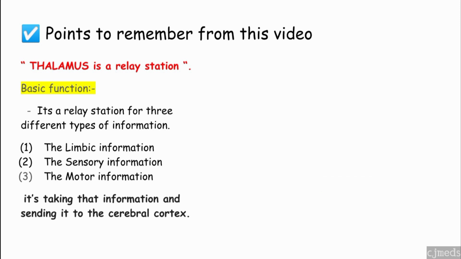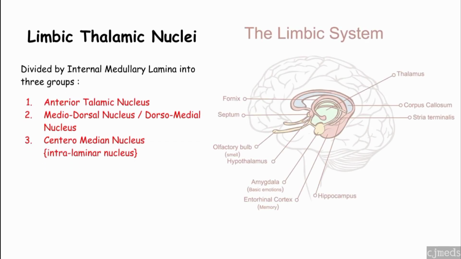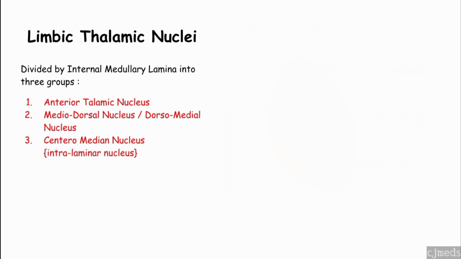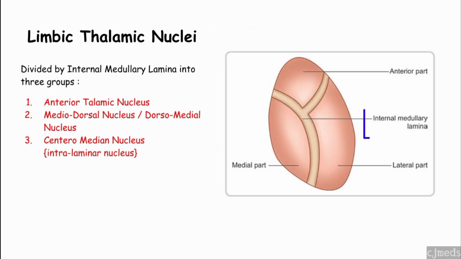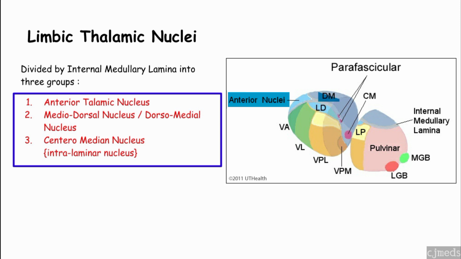Now let's get started with the first one, the limbic thalamic nuclei. These are the nuclei of the thalamus which are involved in the limbic system. These nuclei are divided by the internal medullary lamina into three groups. Here we have three types of nuclei: the anterior thalamic nuclei, the medial dorsal nucleus, which is also called the dorsal medial nucleus, and the centromedian nucleus.